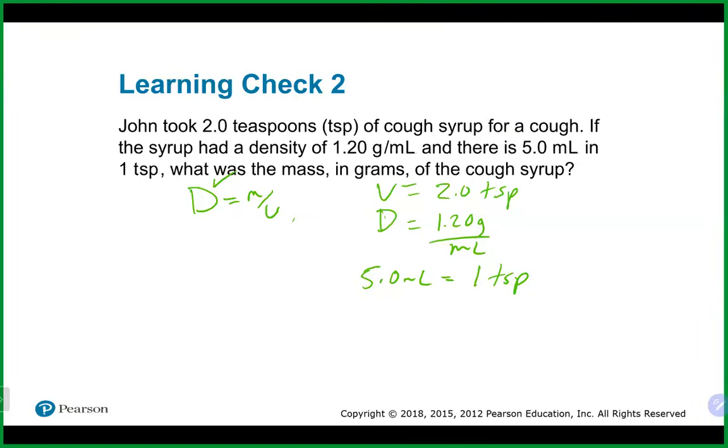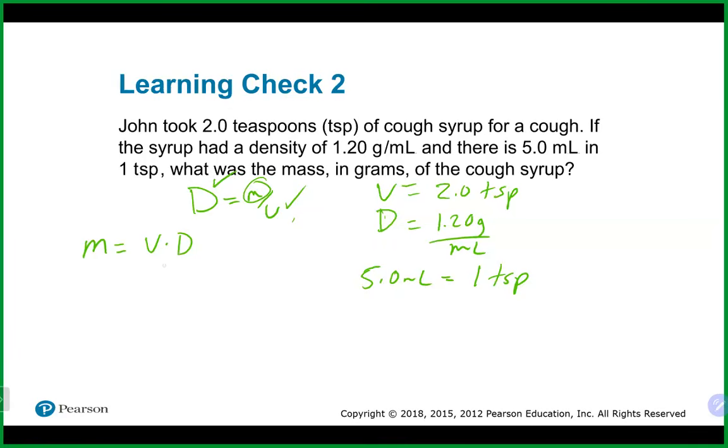All right, so I have density, I have the volume given to us. So mass would be a good thing to solve for. Once again, we're going to divide the volume to the other side, come back and divide by the density, and rearranging that will give us mass. Actually, in this case, it is volume times density, since we are looking for the mass and not the volume.